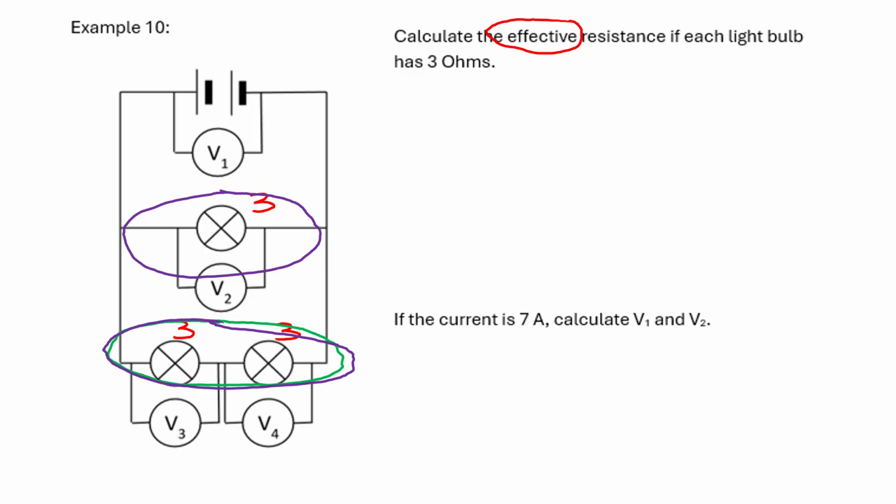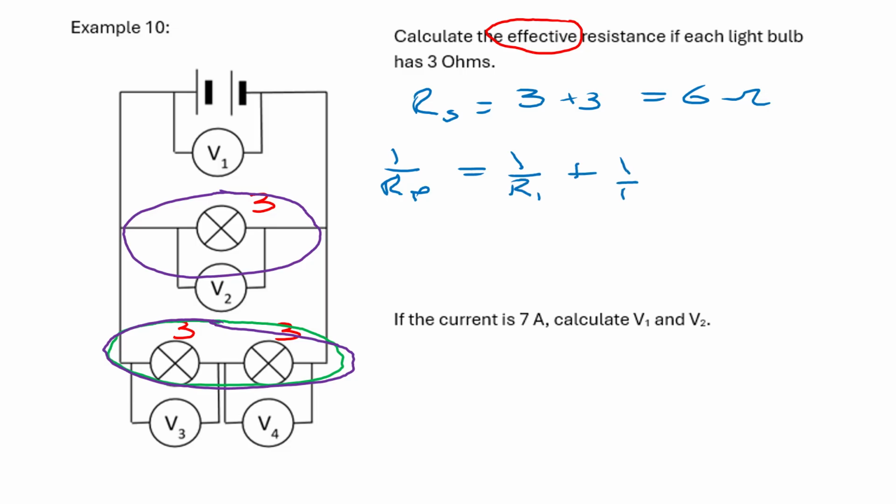Okay, so in the previous question, we had to deal with the parallel section first and then add it to the series. Here, I need to deal with the series part first and then add it to the parallel. Okay, so your R series is just going to be your 3 plus 3, which gives me 6 ohms. Okay, but your 1 over R parallel now is going to be 1 over R1 and 1 over R2. Your R1 is that 3 ohms that they gave you, and your R2 is that 6 ohms that you worked out for the series part.